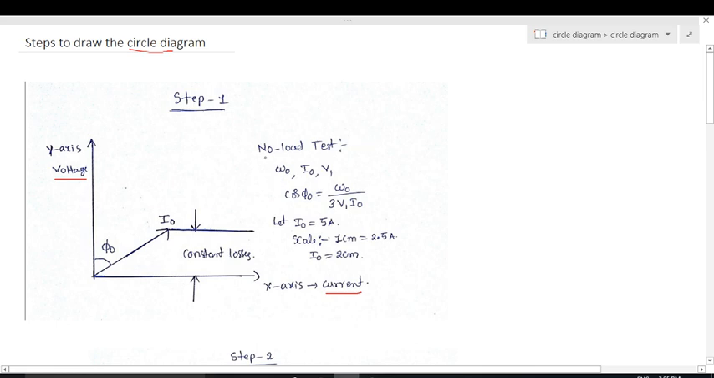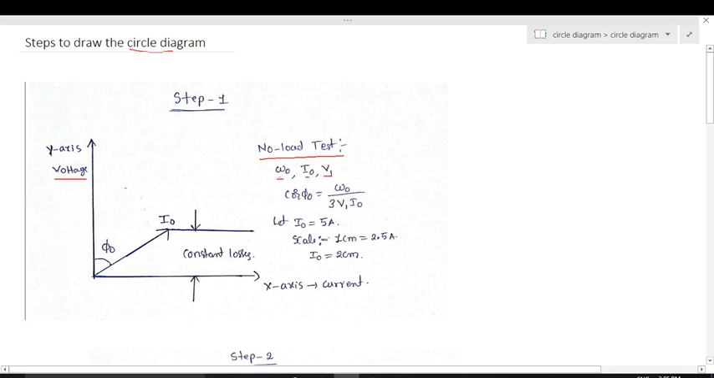To draw the circle diagram, we need the no load test and the block rotor test. Both those tests are required to draw the circle diagram. First of all, by using the no load test, we can find W naught, I naught and V1, from the wattmeter, ammeter, and voltmeter readings.